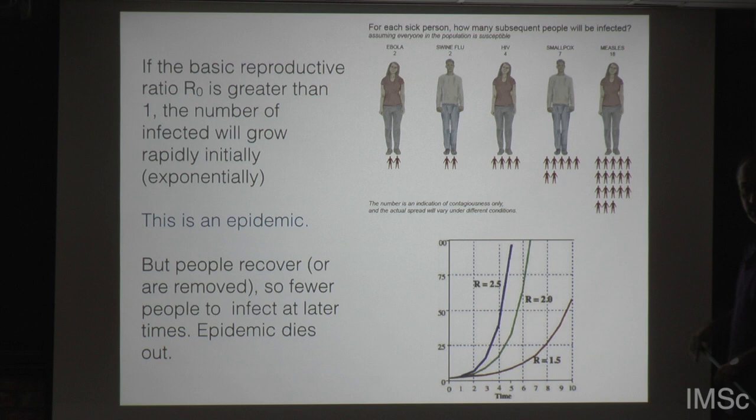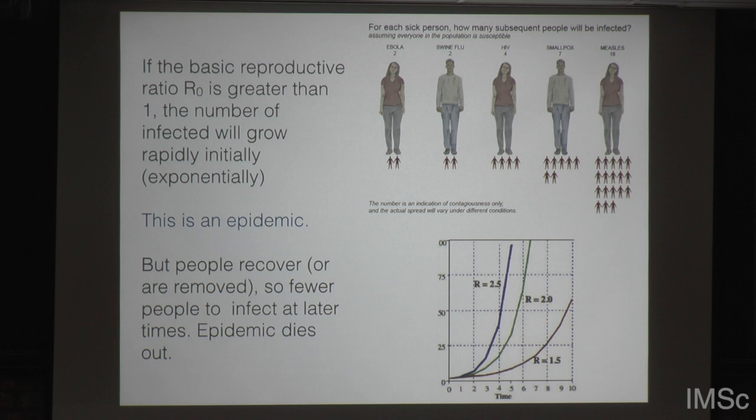And the reason, of course, it turns over is that people recover or are removed, and there are fewer people to infect at later times. It's not because you run out of susceptible people, but because people are removed. The people you cannot infect again are removed from the population. They fall in the R category.